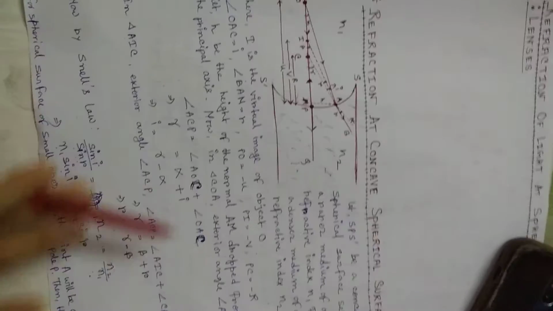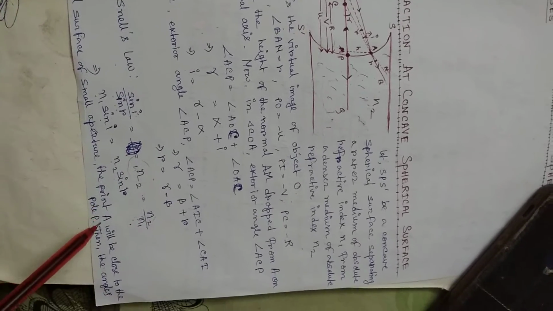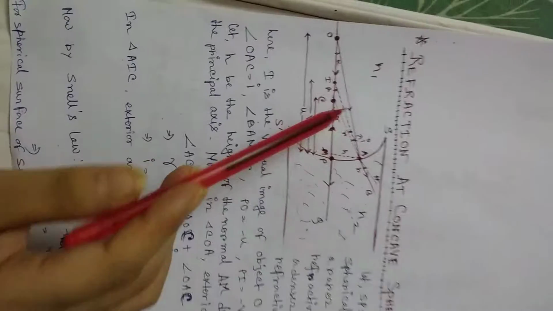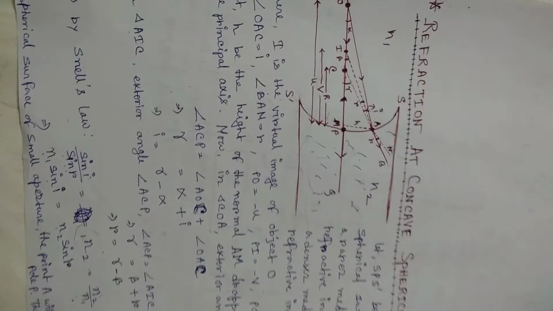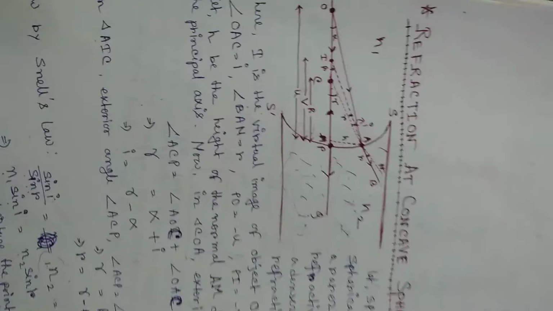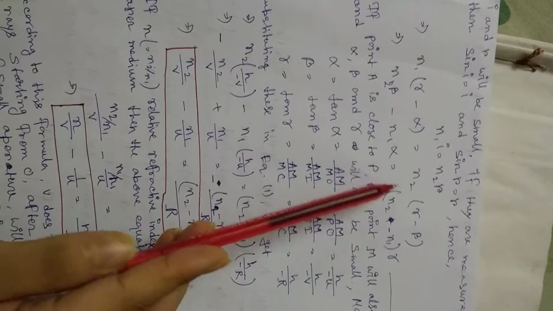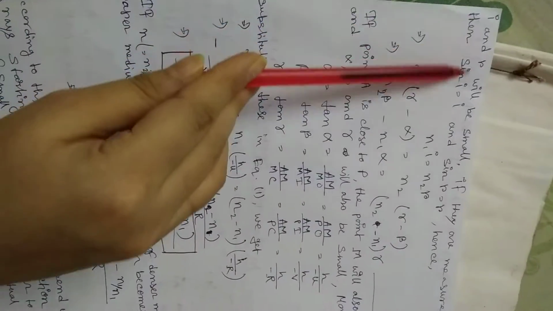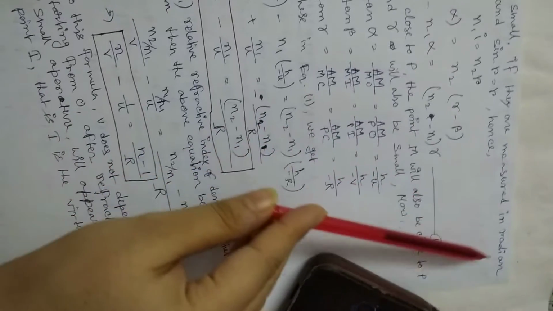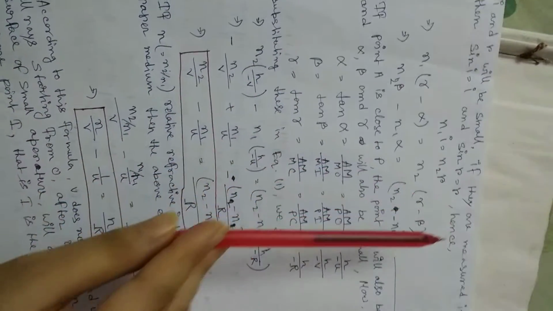Here we have to assume that for a spherical surface of small aperture, point A will be close to pole P. These two points are very close to each other. Then all these angles, angle I and angle R, will be very small. If they are measured in radians, then we can write sin I equals I and sin R equals R.